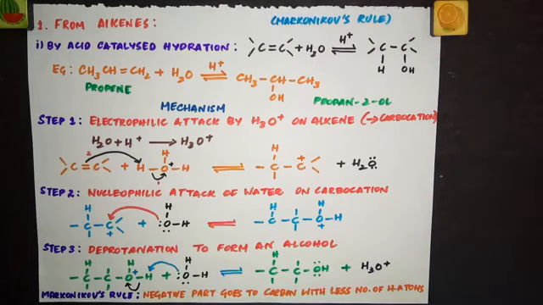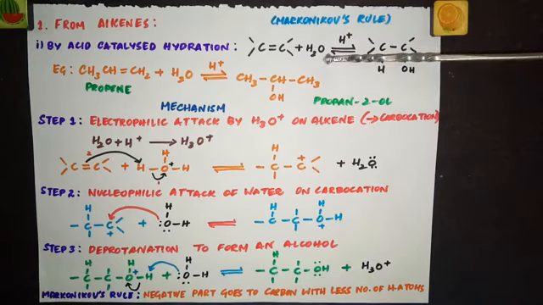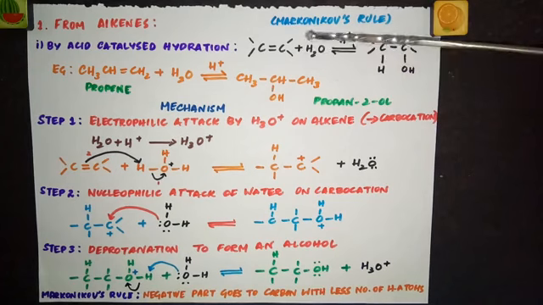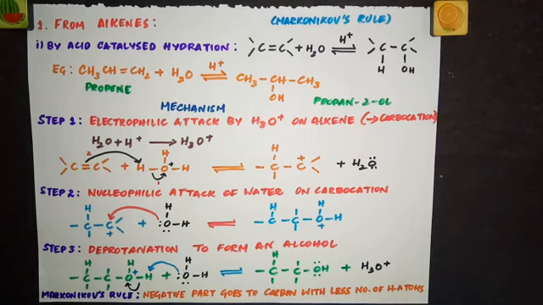When there is an unsymmetrical alkene like propene, then the question arises, to which carbon will hydrogen go and to which carbon will OH- go. In that case, Markovnikov's rule will be followed. OH- is the negative part here and H+ is the positive part. So the negative part of the addendum goes to the carbon containing less number of hydrogen atoms. This is the product and we call this alcohol.